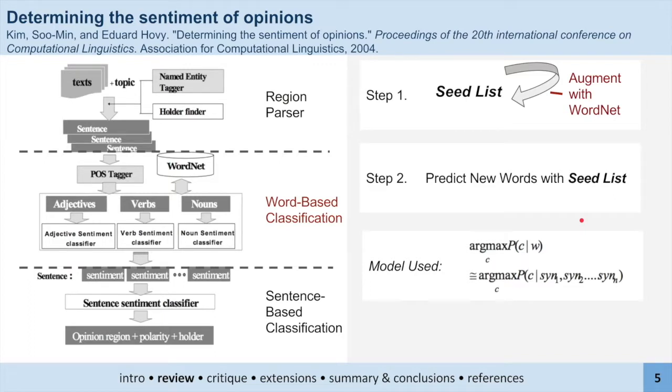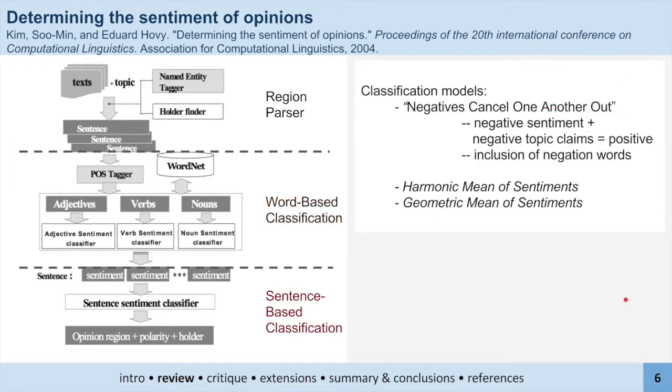Second, a word-based analysis over the sentiment region is done. A seed list is first created using manually labeled verbs and adjectives and will be augmented with WordNet. This augmented seed list will be used in order to predict new words, and the model used for prediction here is a maximum likelihood model.